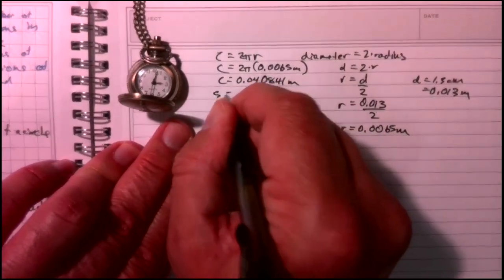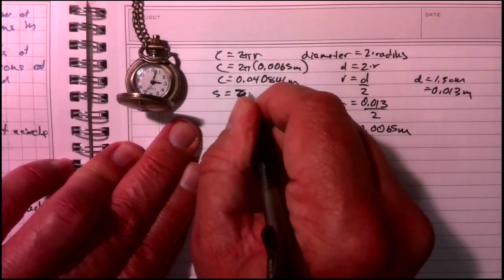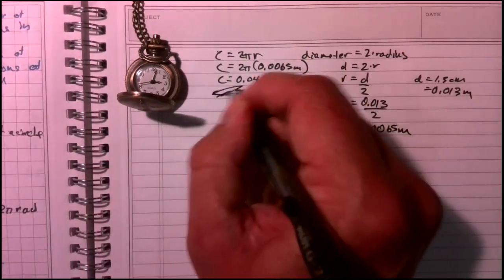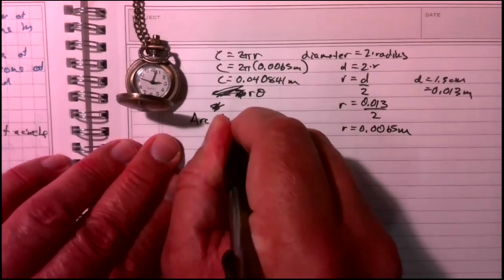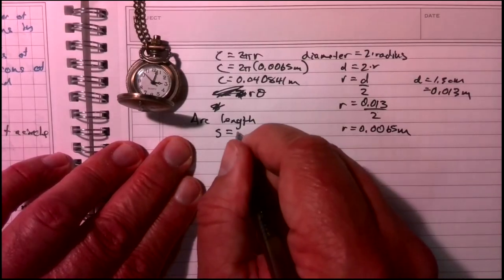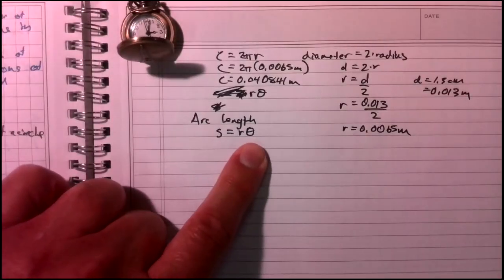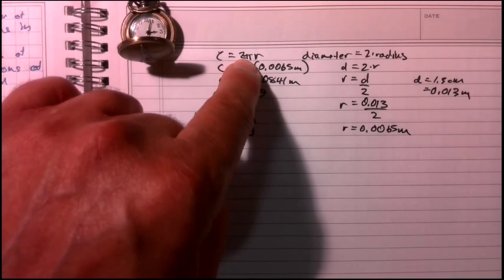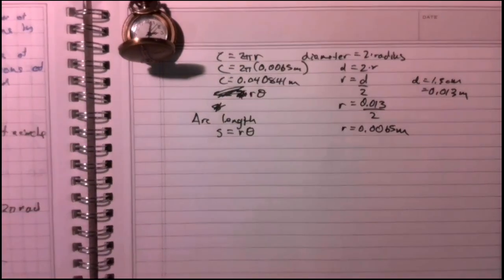I could call it S, because the formula for that is the radius times the angle. Let me rewrite that here. So arc length, we call it S, and it's going to be R times theta, the distance that you traveled, or the angle, right? So in this case, we went all the way around the circle. We went 2 pi, which is a circumference. So circumference is a special case of arc length.